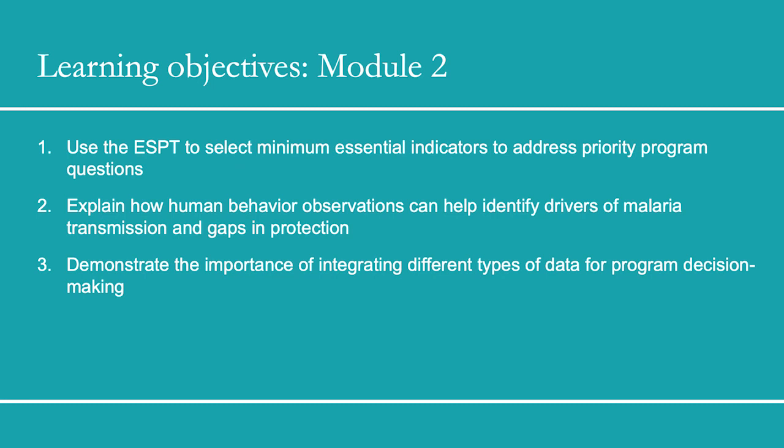needed to address priority program questions, explain how human behavior observations can help identify drivers of malaria transmission and gaps in protection, and demonstrate the importance of integrating different types of data for program decision making.